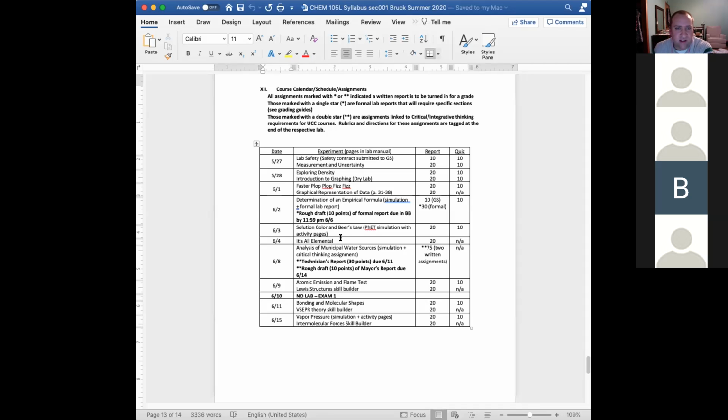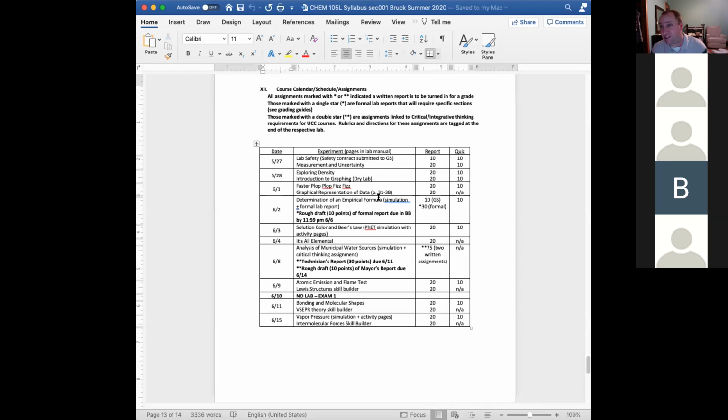Now, for the ones that are formal lab reports, next Tuesday there's a simulation of an empirical formula and a formal lab report. I'll give you a little more information about what I want out of those lab reports at the time. But if you read through the syllabus, you'll see I give you each a rough draft opportunity. You get 10 points just for completing the rough draft. And I give you some feedback. I tell you how to improve it, and you take it from there.